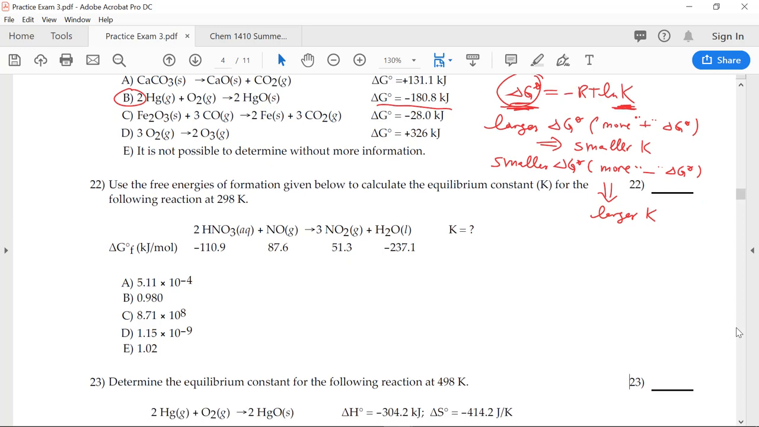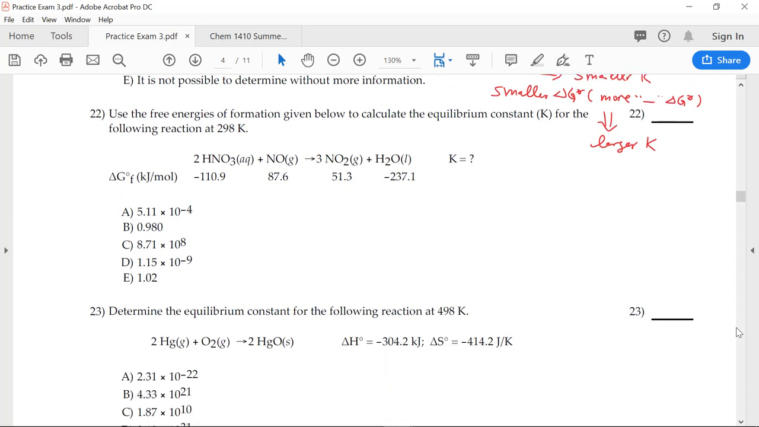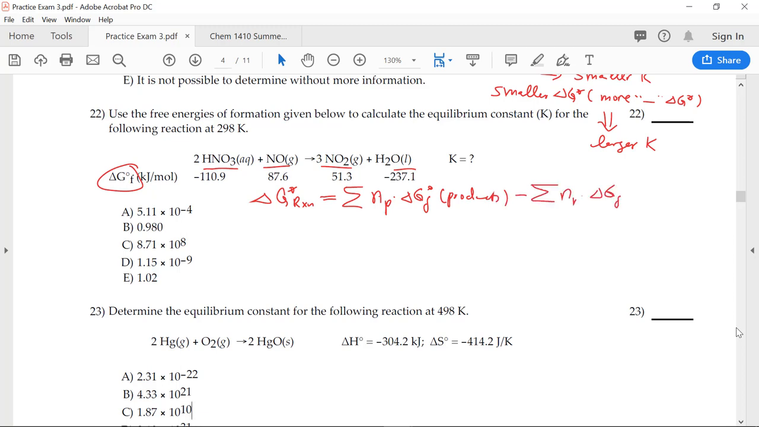Number 22. So use the Gibbs free energy of formation below to calculate the equilibrium constant. So basically, we are given delta GF for each and every substance over here. So first thing you need to do is calculate delta G for the reaction. You have the delta GF for the products minus the total for the reactants. So you substitute the numbers in. I'm not going to do that this time. Then you do this calculation. Then you need to calculate the equilibrium constant.